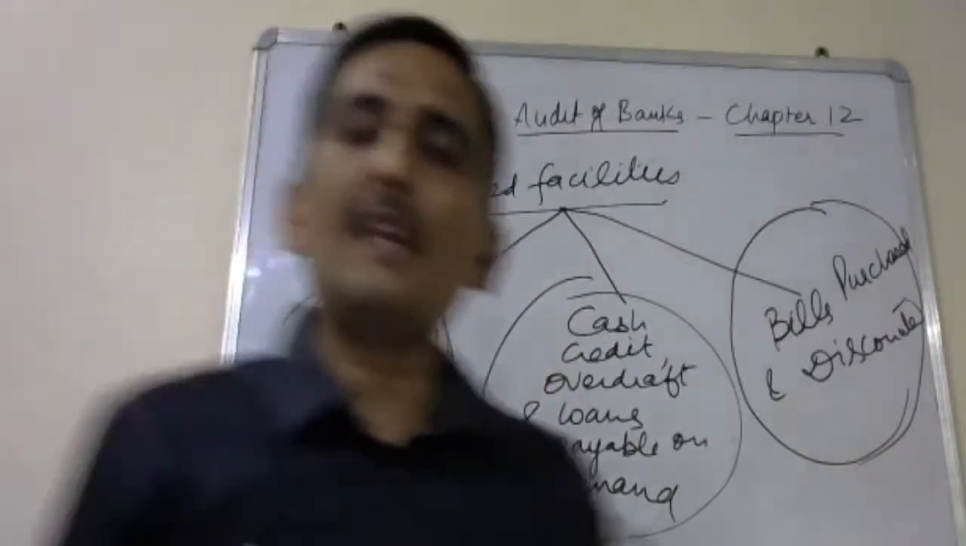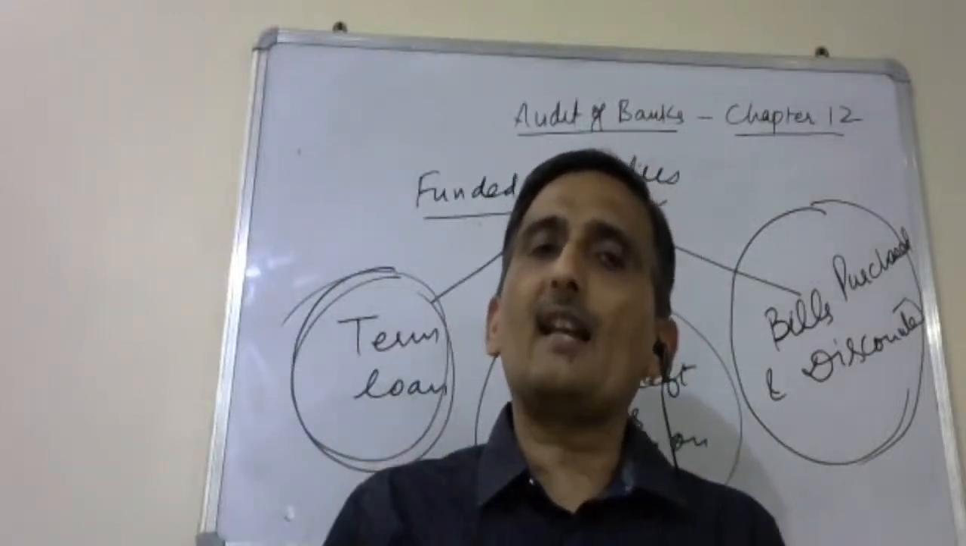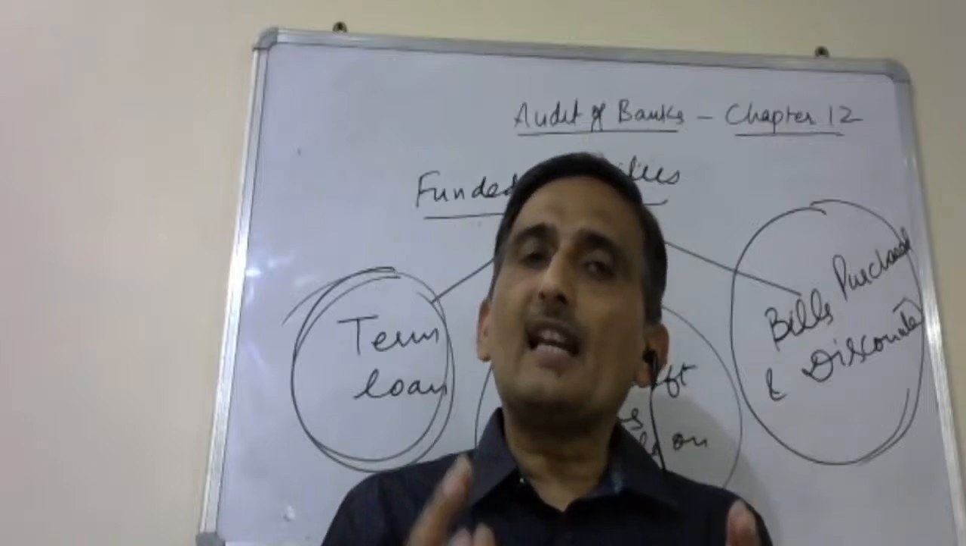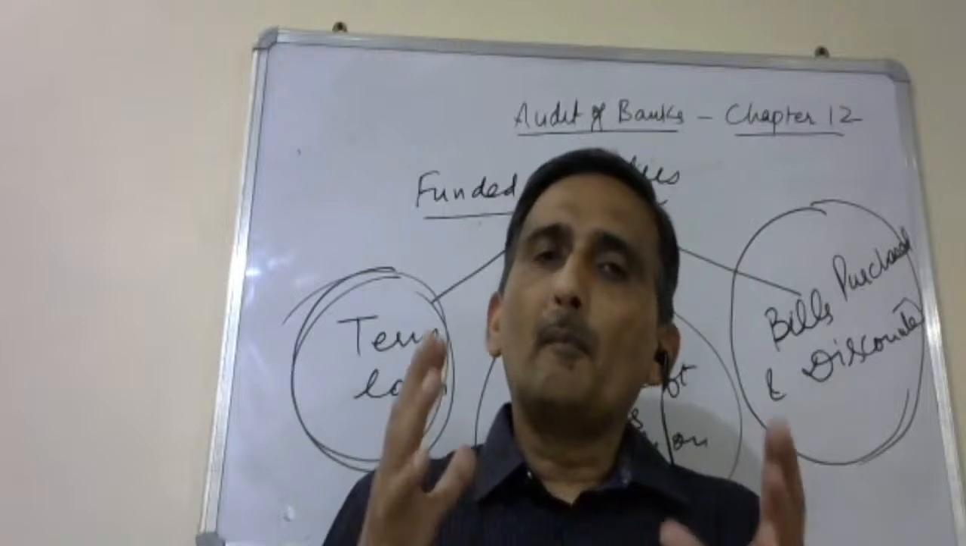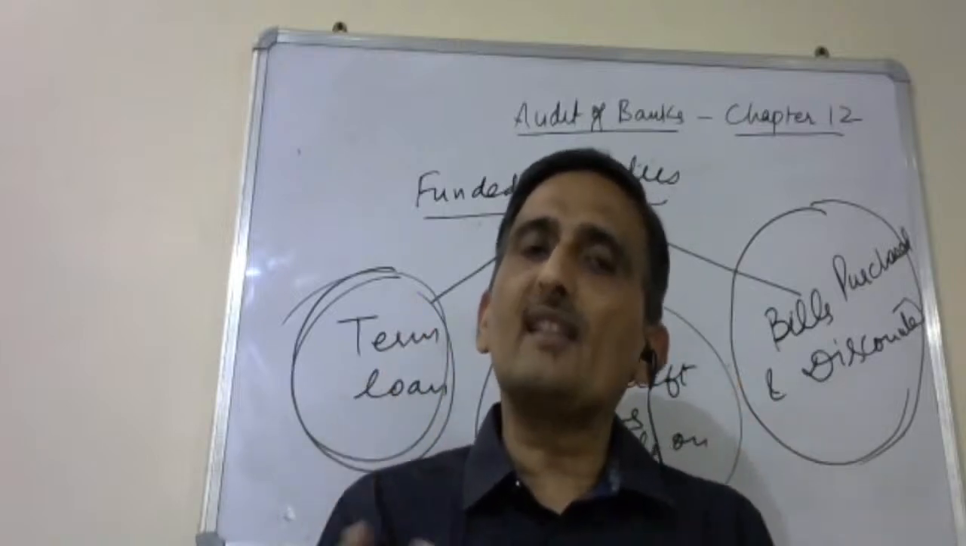Now we come to cash credit, overdraft, and loans repayable on demand. Now, what is the meaning of cash credit? Cash credit limits are the most popular means of lending to trade, to industry, to business in India.